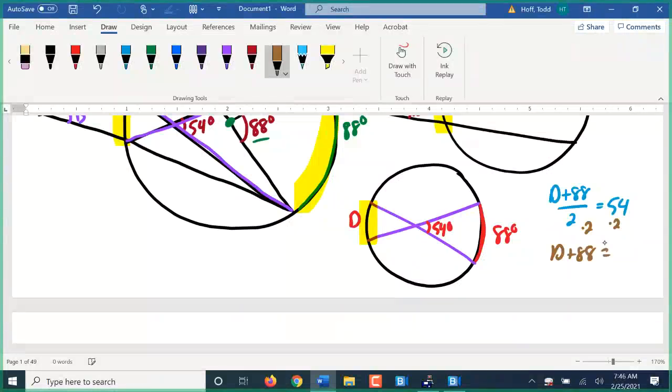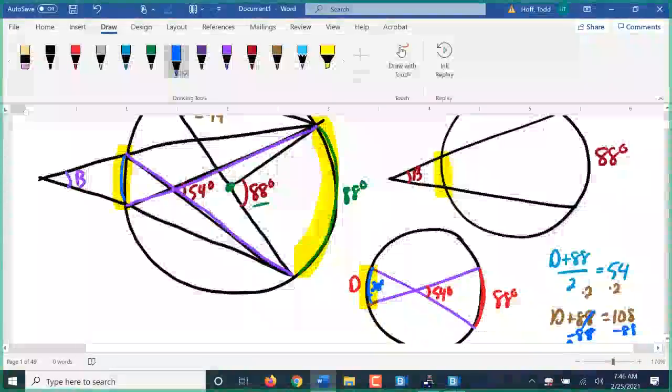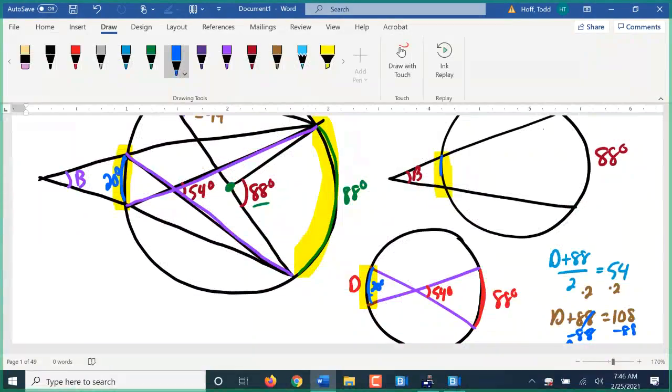D plus 88 is 108. And then I will subtract the 88. So D equals 20 degrees. So this arc here is a 20-degree arc. So back to our original picture, this is a 20-degree arc. Or I can go over here and label it 20 degrees.